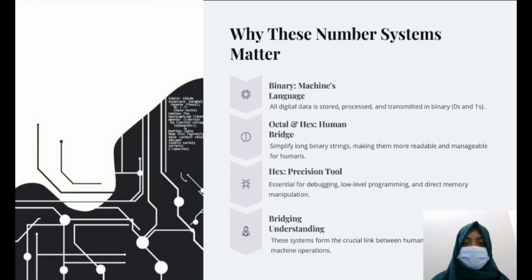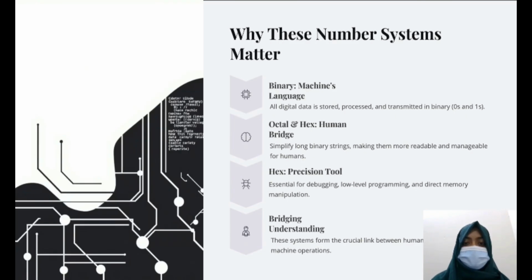Octal and hexadecimal, making binary easier for us. Even though binary is perfect for computers, it can be very long and difficult for humans to read. That's why we use the octal and hexadecimal number systems. They help us shorten long binary strings and make them more readable, so programmers can understand and work with the data more easily.